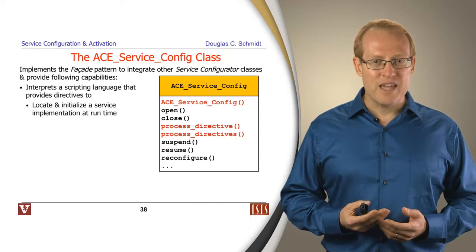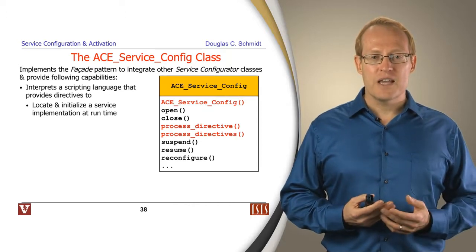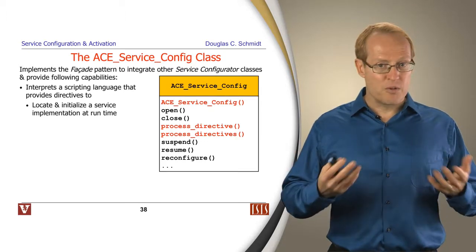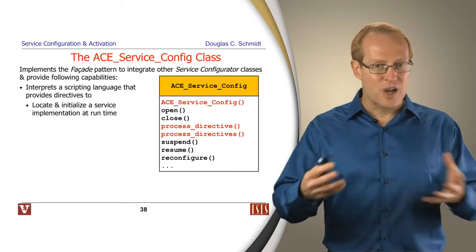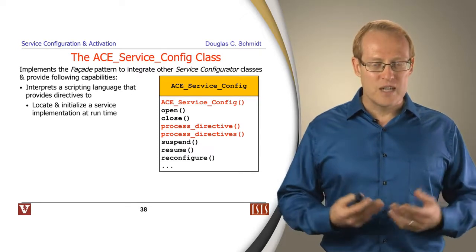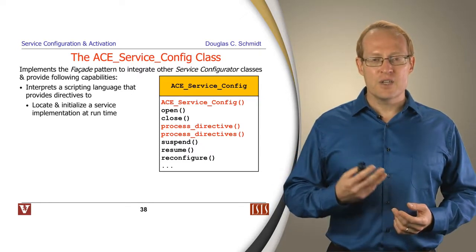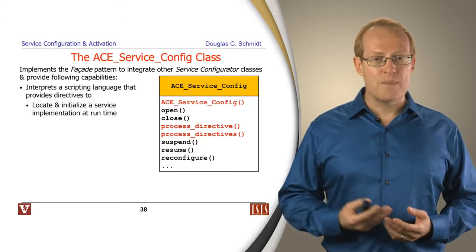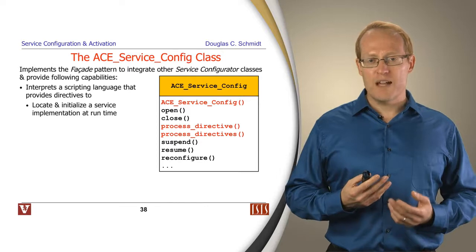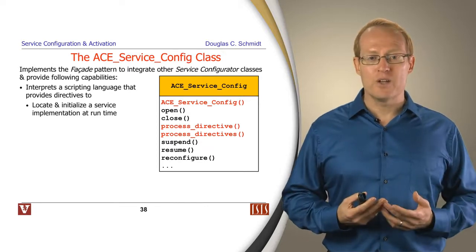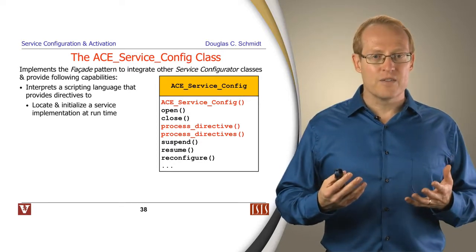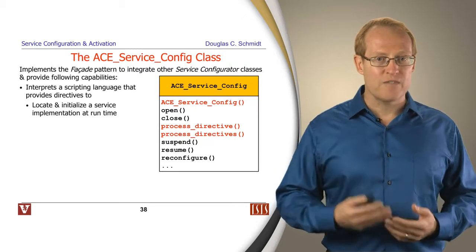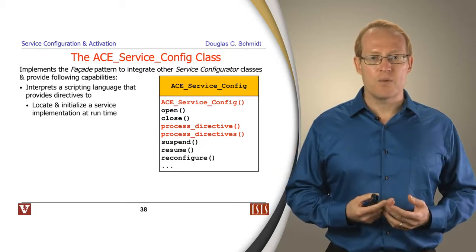Let's now talk about the ACE Service Config class. This is a class that basically provides a facade. It hides all the complexity of the internal details of the framework, and it's used to integrate and provide certain capabilities. One of the capabilities it provides is a way to interpret a scripting language that provides various directives that can be used to do certain side effects to the state of your application process.